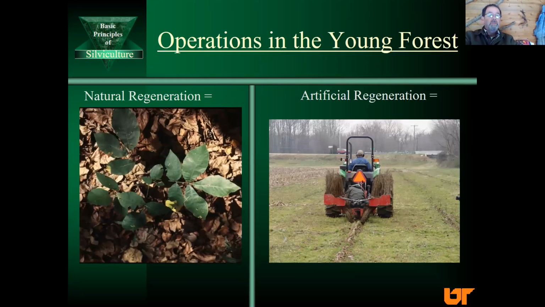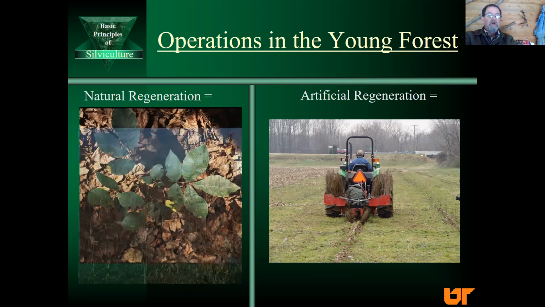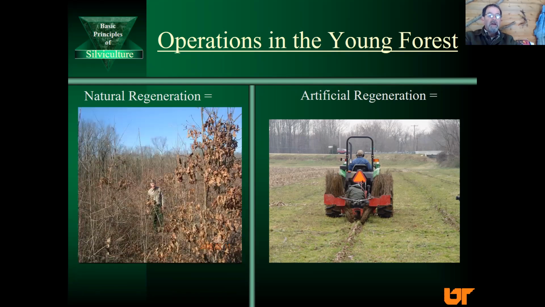Here's an example of natural regeneration. This is a hickory tree that was already growing in the forest prior to the harvest. So it would have an opportunity to grow once the trees are removed. Here's an example of a forest about 5 years after a clear cut. And this is all natural regeneration. These trees weren't planted, they just came in on their own.